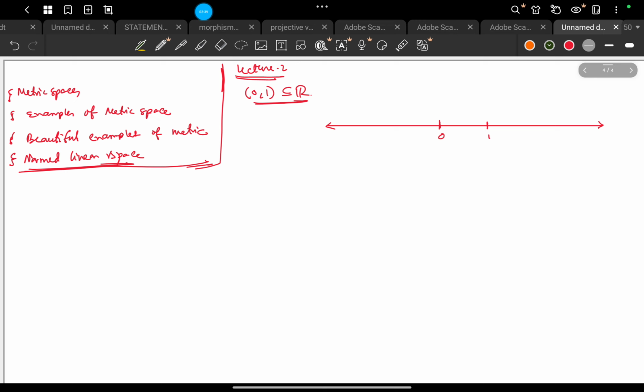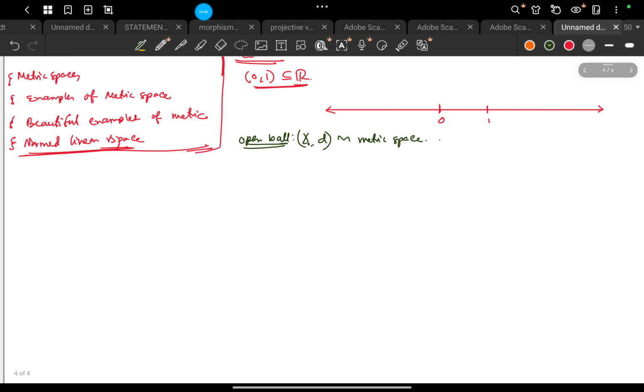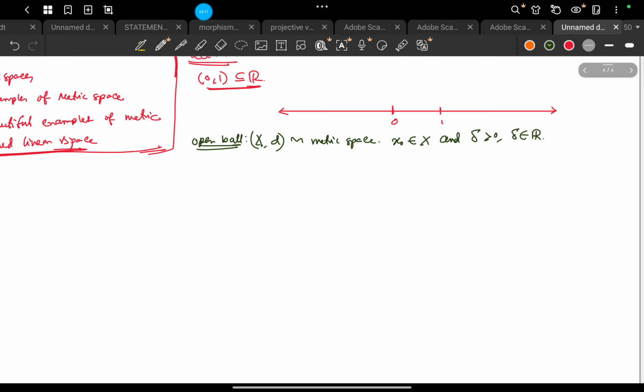The analogous notion in an arbitrary topological space is something called an open ball. So what is an open ball? Suppose (X, d) is a metric space, and let us consider x0 belongs to X and delta strictly larger than 0, with delta a real number. Then we consider an open ball B(x0, delta), the set of all y in X such that d(x0, y) is strictly less than delta.